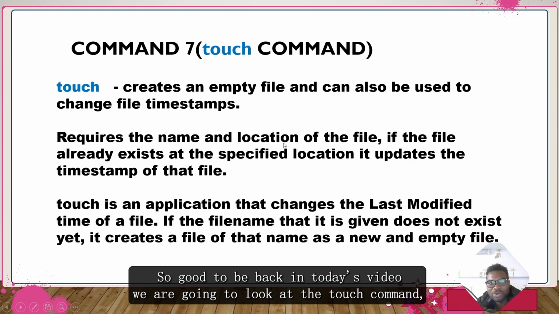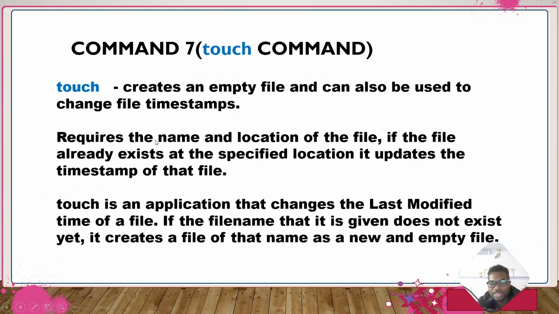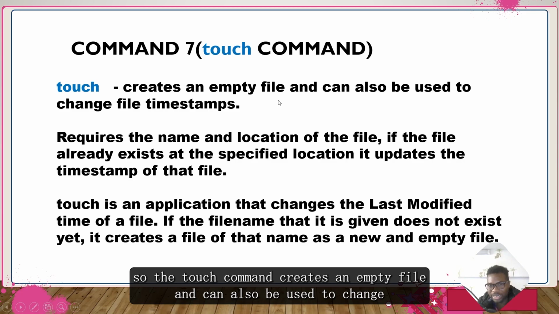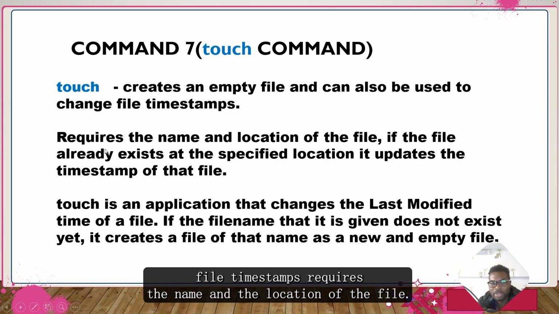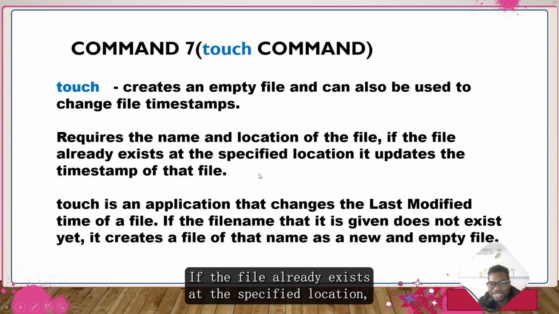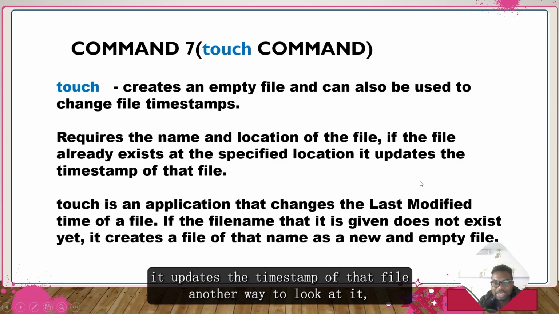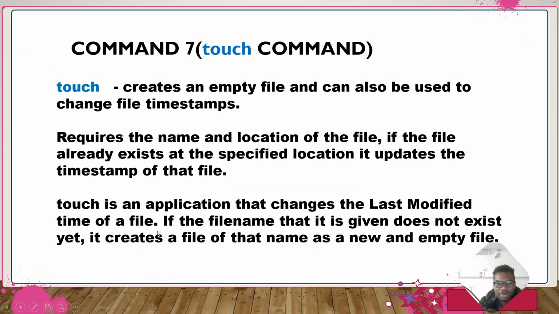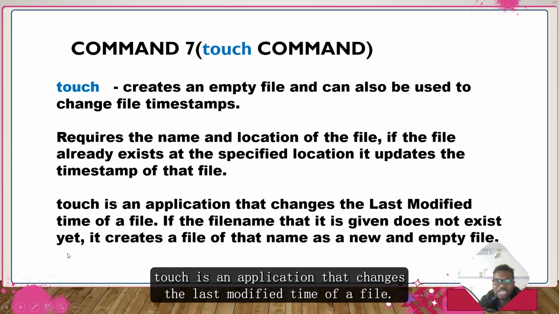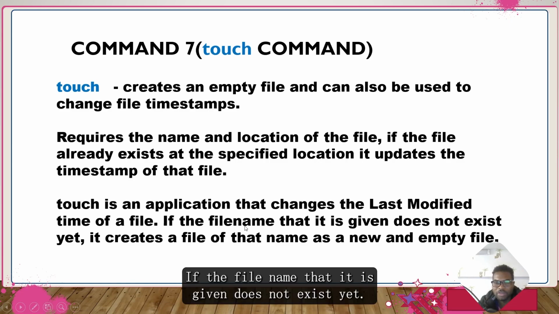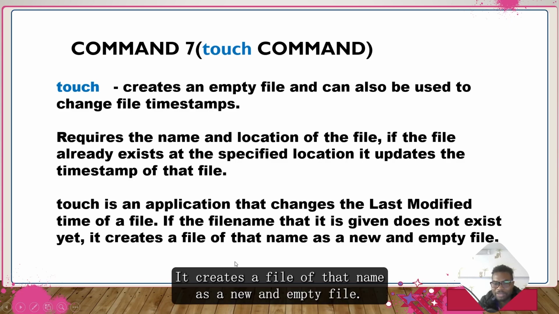In today's video, we're going to look at the touch command. The touch command creates an empty file and can also be used to change file timestamps. It requires the name and the location of the file. If the file already exists at the specified location, it updates the timestamp of that file. Another way to look at it, touch is an application that changes the last modified time of a file. If the file name that it is given does not exist yet, it creates a file of that name as a new and empty file.